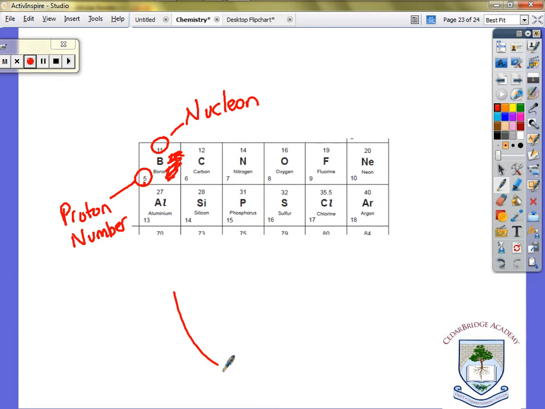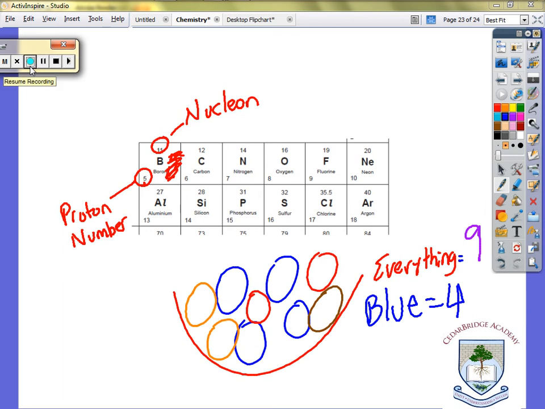Think of it like a basket. One number tells you everything in the basket, and the other number tells you how many blue are in the basket. Your total basket number can never be the small one. You never say there are 6 eggs in a dozen. Okay? So don't worry about top and bottom. It's the big number or the little number. Whatever the smallest number is has to be the proton number. Whether it's on top, on bottom, on the side, it doesn't matter. The small one's the proton, the big one's the nucleon.